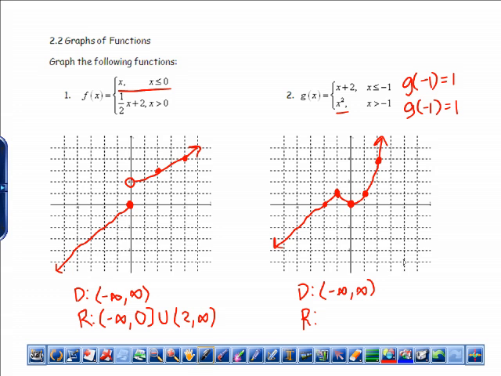Okay, range. This graph goes forever down, so its y values start at negative infinity. And there is no break in this graph or anything. We still need to make sure, though, that it's going all the way up, and it is. So range here is also all real numbers.